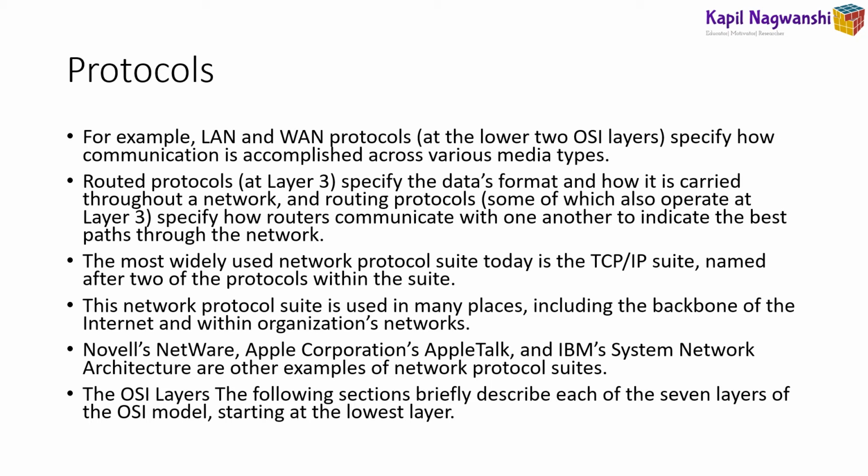For example, LAN and WAN protocols at the lower two OSI layers specify how communication is accomplished across various media types like optical fiber, copper cables, and microwave. These are the communication media, so this is how it operates across the network. Routing protocols at layer 3 specify the data format and how it is carried throughout the network, and routing protocols, some of which also operate at layer 3, specify how routers communicate with one another to indicate the best path through the network.